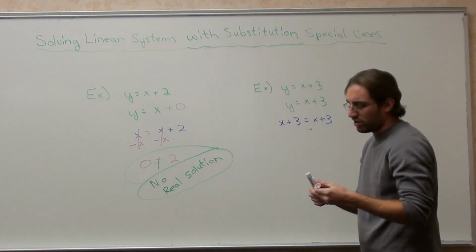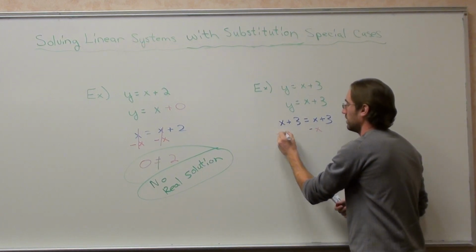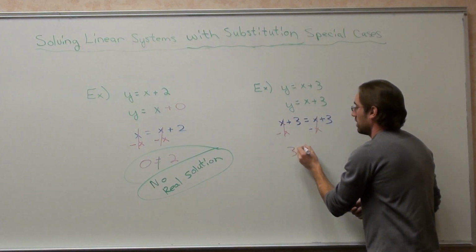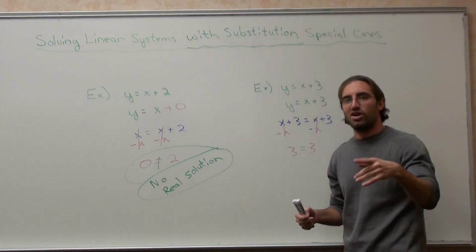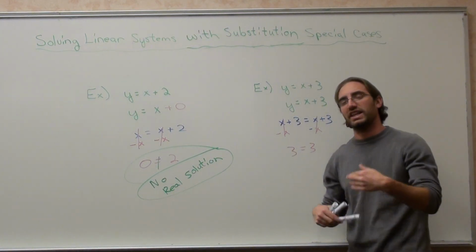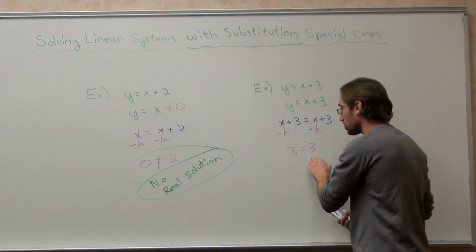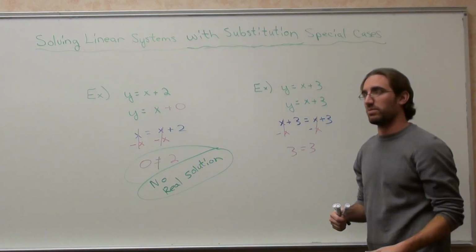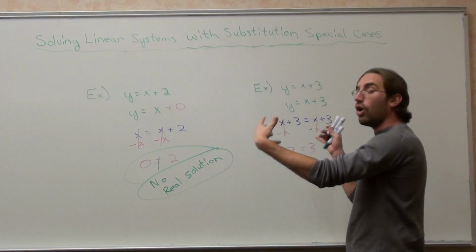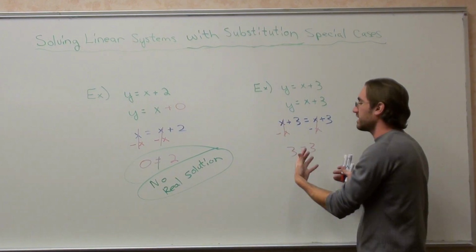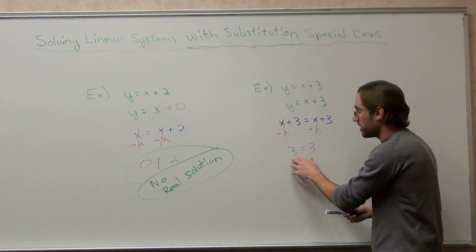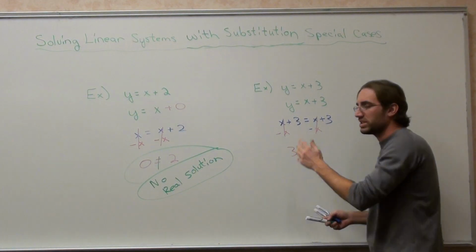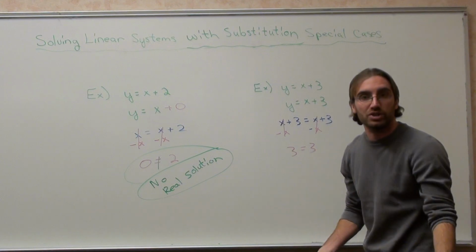Subtract x on both sides, get all your x's on one side. 3 equals 3. Now I said, when is 3 equal to 3? And then some students say, no, no, no, no. And then they subtract 3 on both sides and they get 0 equals 0. 3 equals 3 or 0 equals 0 means the same thing. You've got one value that's always equal to another value. Is the statement ever false? And the answer is no, it's not false. 3 is always equal to 3. If you subtract 3 on both sides, you're going to get 0 equals 0, which is always true too.